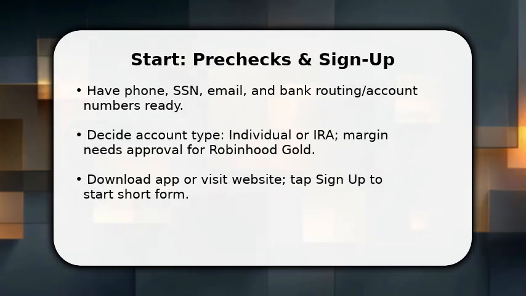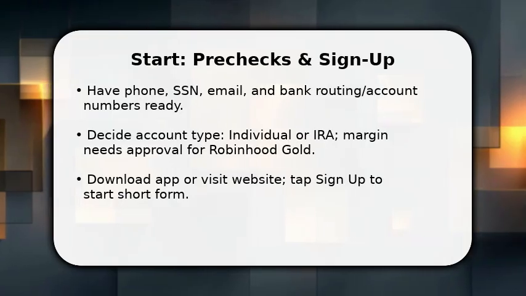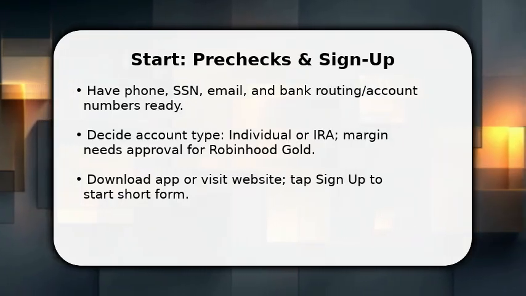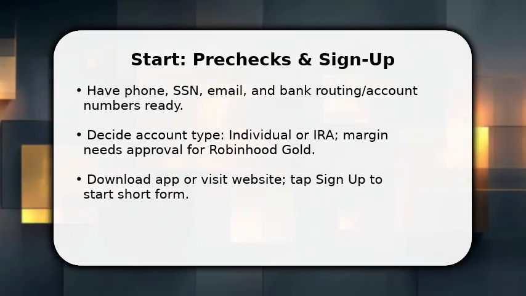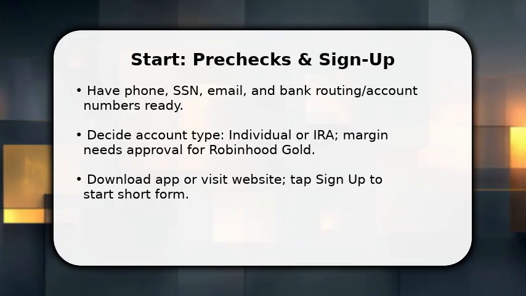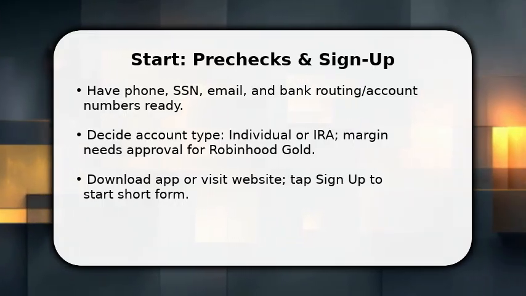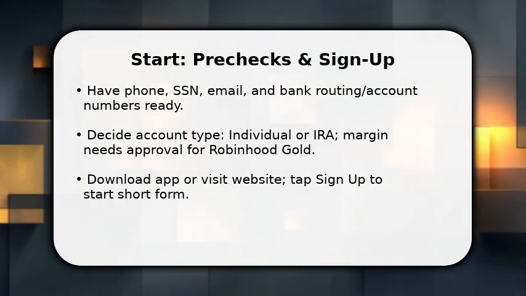You begin by confirming you have your phone, SSN, valid email, and bank routing/account numbers because verification needs them. Next, choose account type, individual for most users, or IRA if tax-advantaged investing matters. Margin requires Robinhood Gold approval.